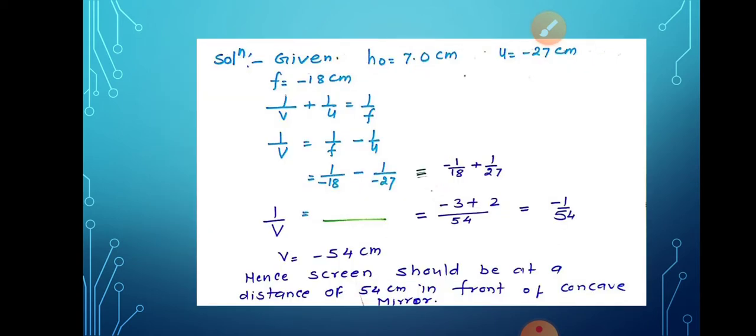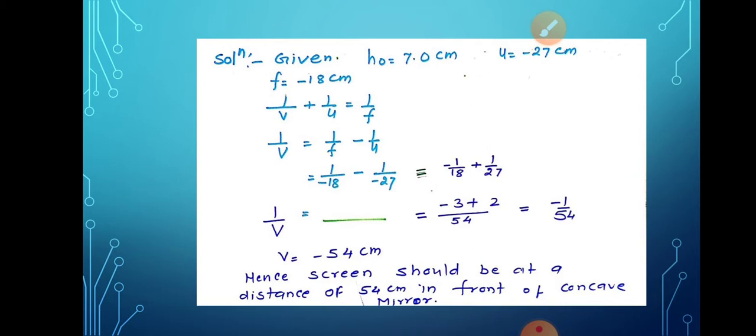So we will write what is given. The height of object is 7 cm. Object distance is minus 27 cm. Focal length is minus 18 cm. So 1 upon v plus 1 upon u equal to 1 upon f. So 1 upon v equal to 1 upon f minus 1 upon u.